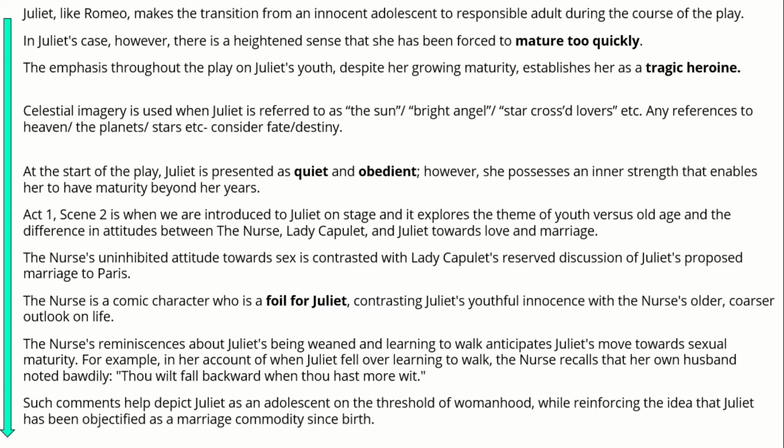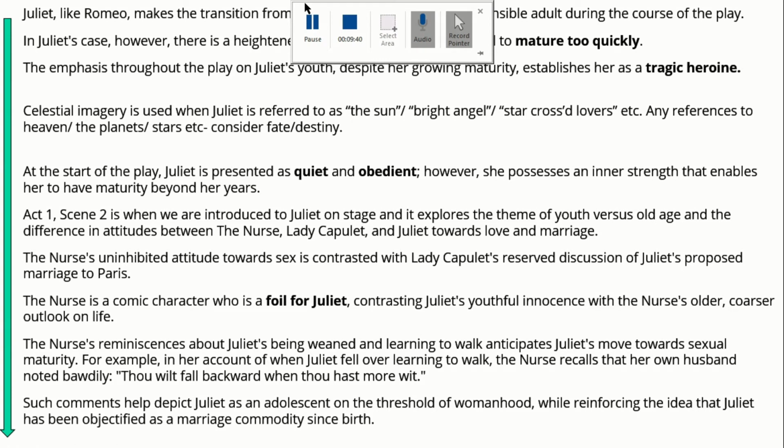For example, in her account of when Juliet fell over learning to walk, the nurse recalls that her own husband had noted quite boldly, "Thou wilt fall backwards when thou hast more wit." So it's a sexual joke about how as women grow older and mature, they fall over when they're little, like falling over in learning to walk, but when they grow up, they fall backwards, meaning falling backwards into bed. So it's a sexual reference. So there's this kind of smutty humour that Shakespeare uses to break up the tension of the play.